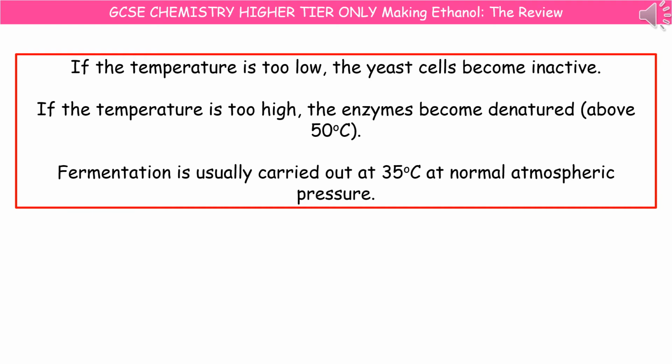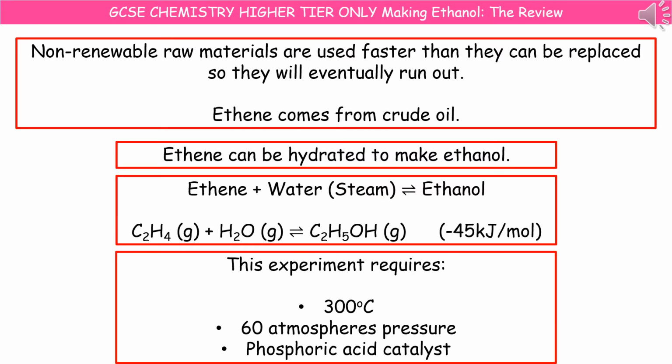When we're considering the conditions for this fermentation reaction, if the temperature is too low, the yeast cells will become inactive. If the temperature is too high, the enzymes become denatured. So we normally carry out fermentation at 35 degrees Celsius and at normal atmospheric pressure. The second way we can make ethanol is by using non-renewable raw materials. Now the downside of this is that we're using them faster than they can be replaced, so they will run out eventually. And the one we're talking about here is ethene, which comes from crude oil.